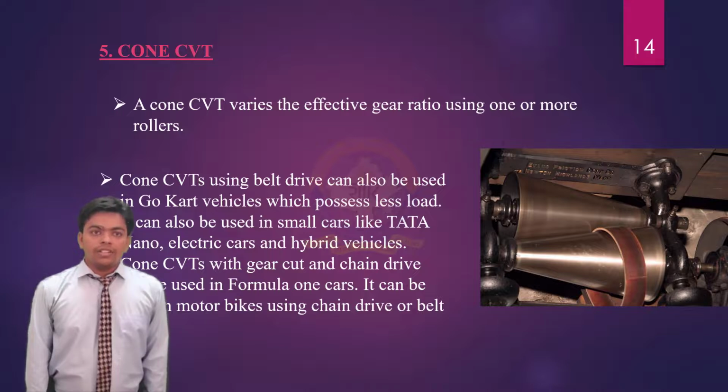Cone CVT. A cone CVT varies the effective gear ratio using one or more rollers. Cone CVT using belt drive can also be used in go-kart vehicles, which pose less load. It can also be used in a small car like the Tata Nano electric car and hybrid vehicles. Cone CVT with gear cut and chain drive can be used in Formula 1 cars. It can be used in motorbikes using chain drive or belt drive.